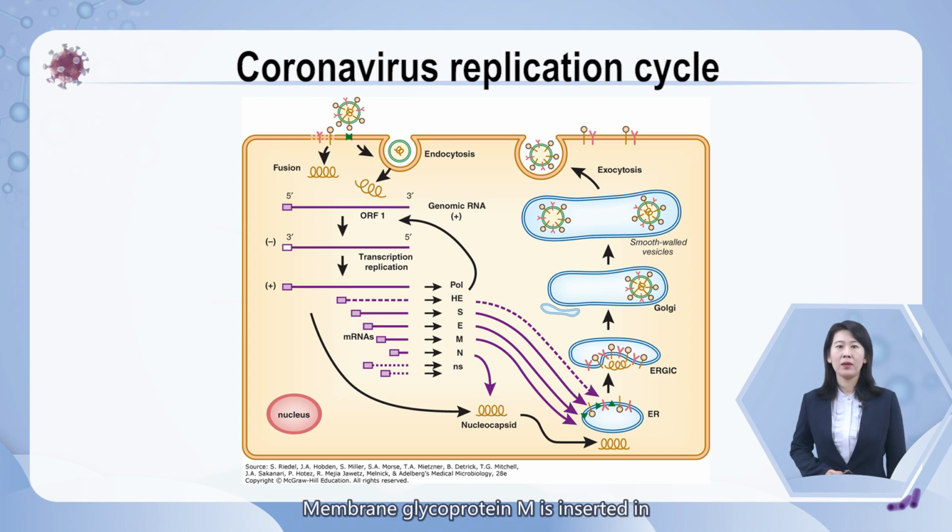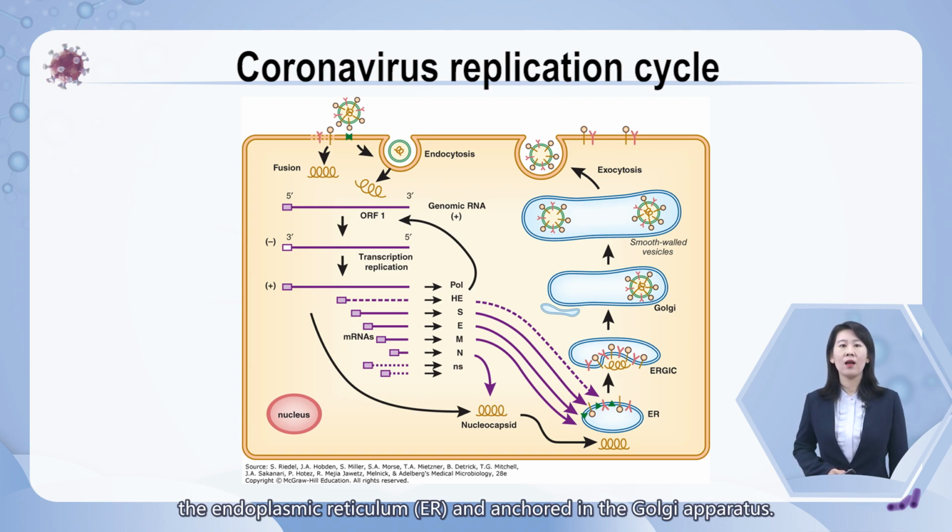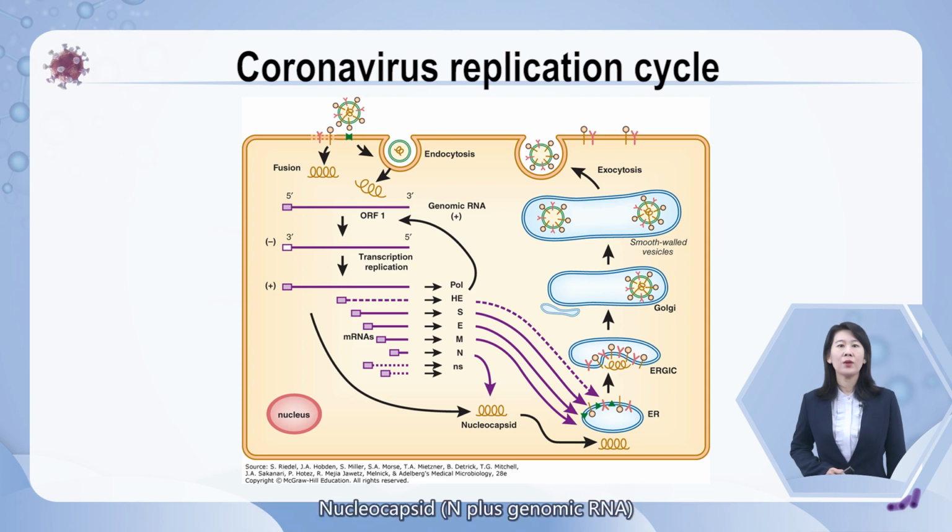Membrane glycoprotein M is inserted in the endoplasmic reticulum (ER) and anchored in the Golgi apparatus. Nucleocapsid N plus genomic RNA binds to M protein at the budding compartment (ERGIC). E and M proteins interact to trigger the budding of virions, enclosing the nucleocapsid. S and HE glycoproteins are glycosylated and trimerized, associate with M protein, and are incorporated into the maturing virus particles.